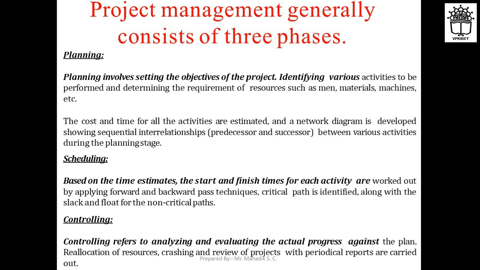And last is controlling. Controlling refers to analyzing and evaluating the actual progress against the plan, and reallocation of resources, crashing, and review of projects with periodical reports are carried out in the controlling stage. So these are basically the three phases of project management, and we have to work on them throughout your project. Initially you have to do the planning, you have to do the scheduling, and you have to control the project also during its working stages.